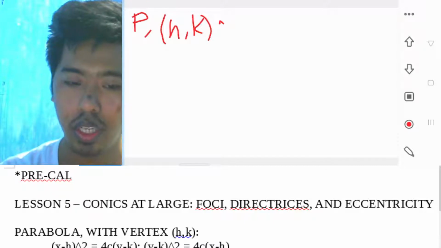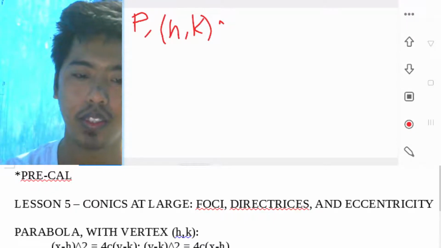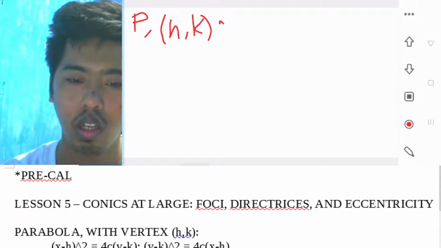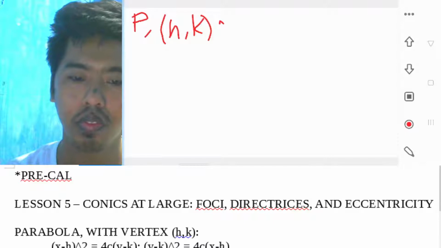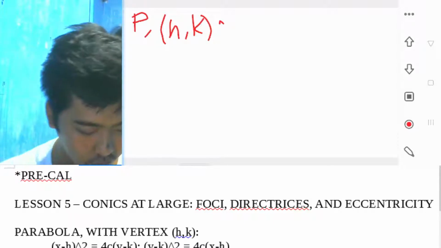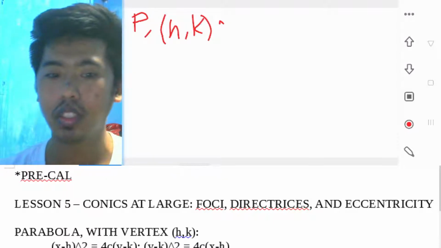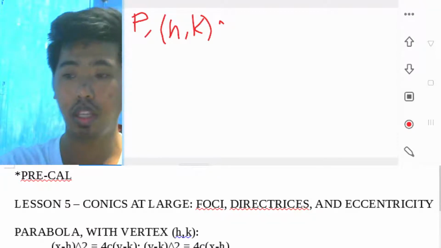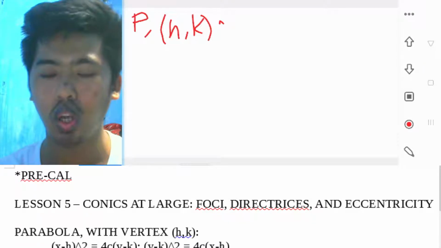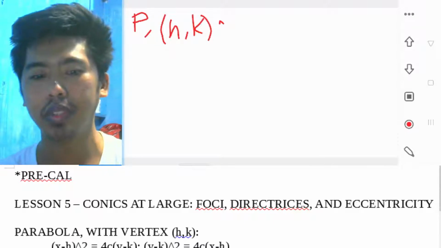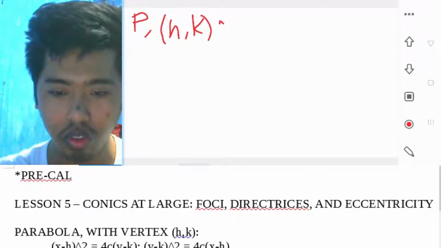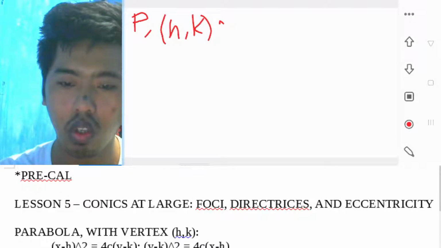While if we go to the ellipse, let's recall that it has the center (h, k) instead of a vertex. The vertex is for the parabola, because if we try to locate the U shape, the h and k there is the vertex of the parabola. Here in the ellipse as well as in the hyperbola, h and k would be the center, right? So h and k.